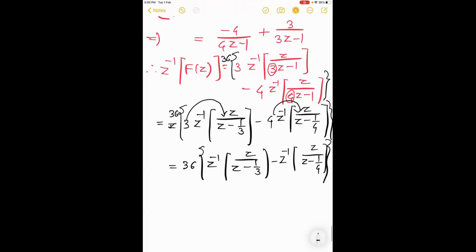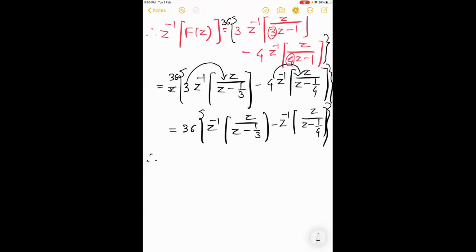And that gives me the final answer. Therefore, the left side inverse transform is f of k. The right hand side inverse transform is 36 outside as it is. And the inverse transform of z upon z minus 1 by 3 is 1 by 3 raised to k.